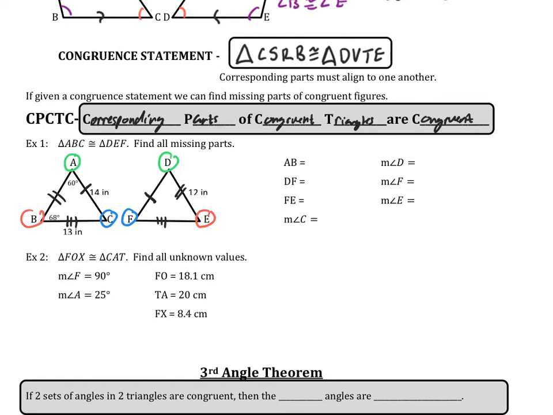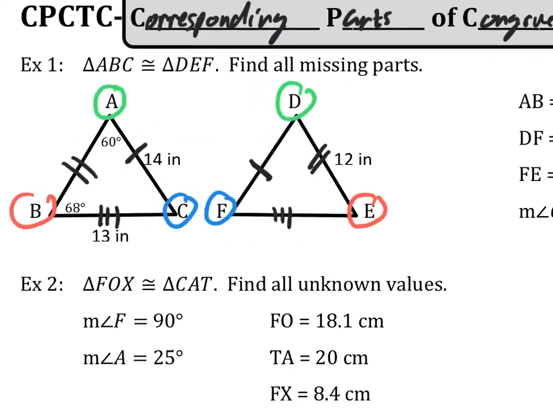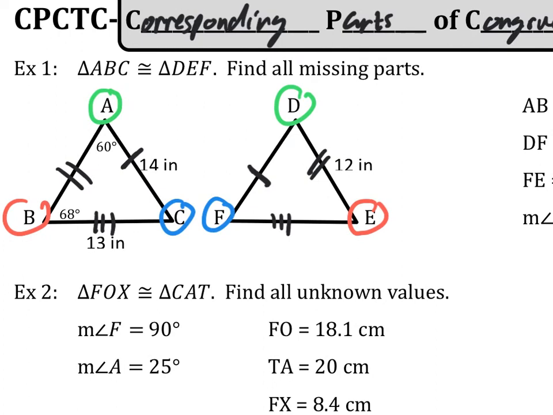Okay. Now I'm just going to focus on the figures here for a moment, and I'm going to worry about filling in the rest of this after I've filled in my figure completely. So if angle A is 60 degrees on one figure, then its corresponding part, angle D, is congruent to it. So that should also be 60 degrees, which means B, my red angle, which corresponds to my other red angle, angle E, is 68, which means its corresponding angle, angle E, should be 68.